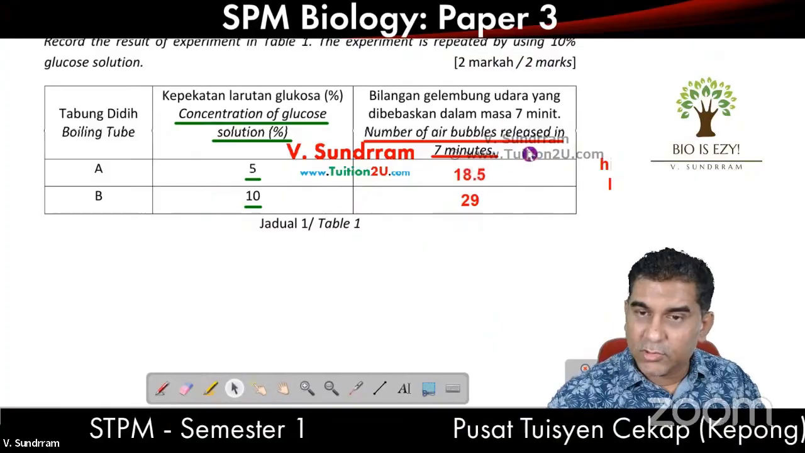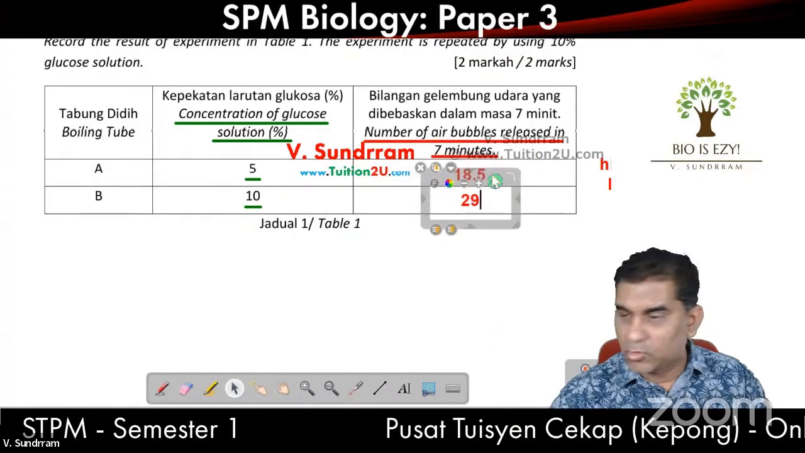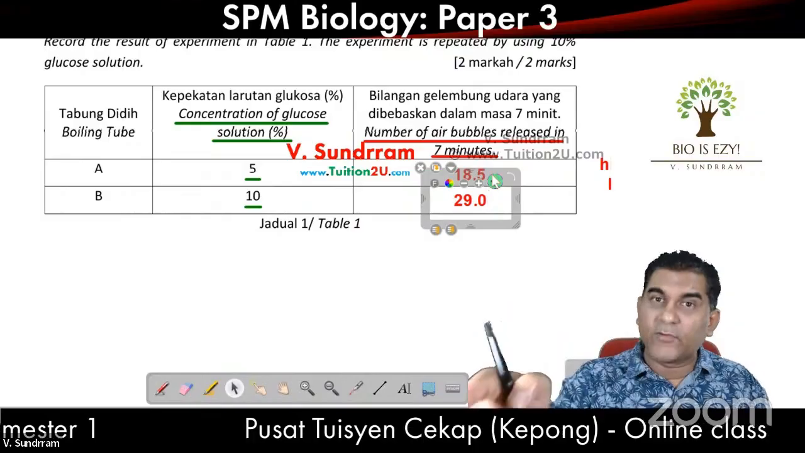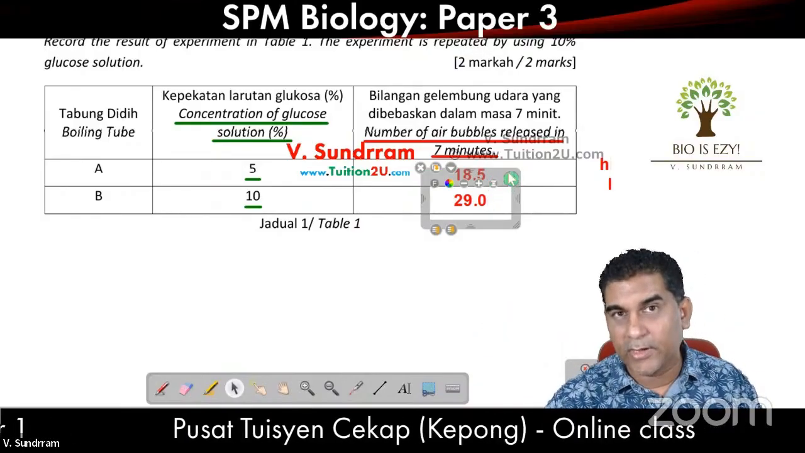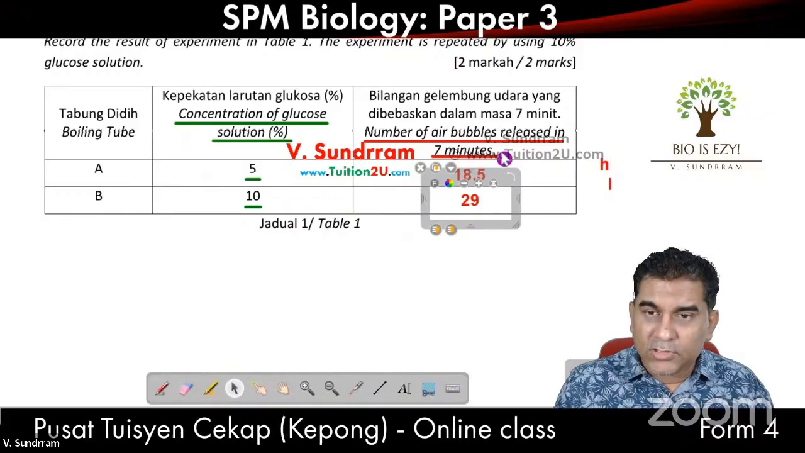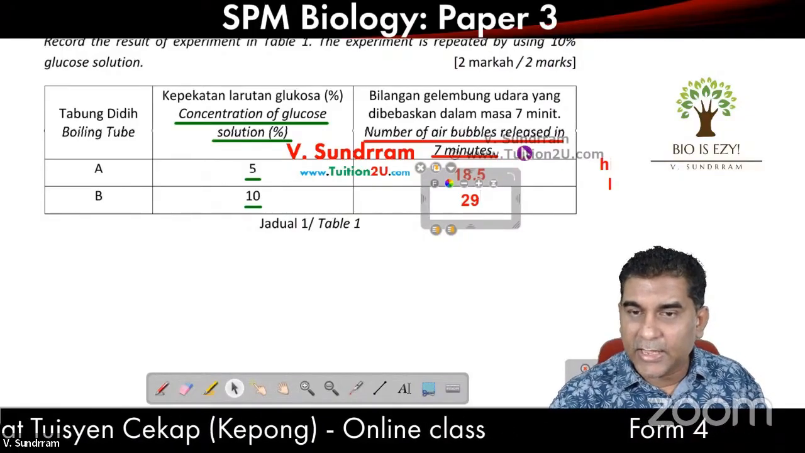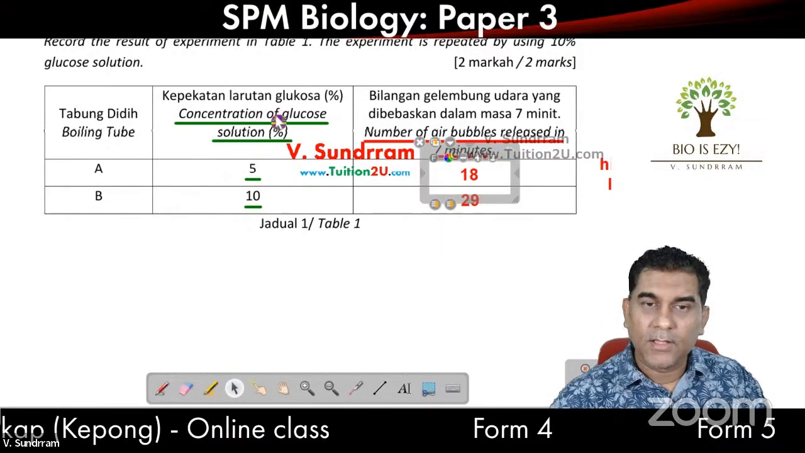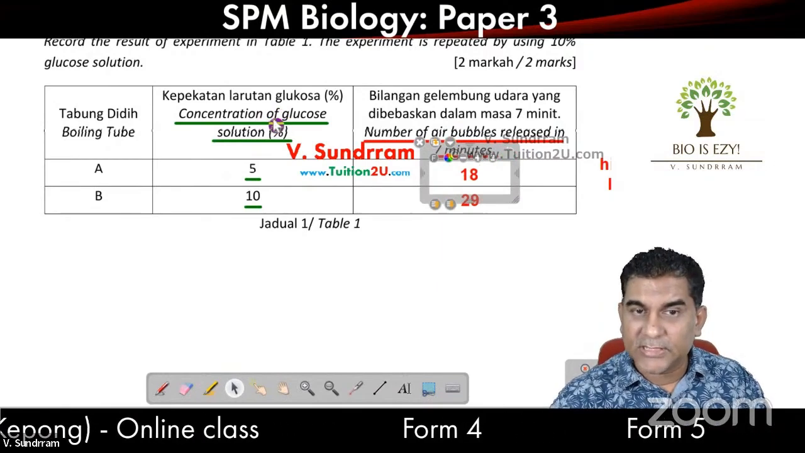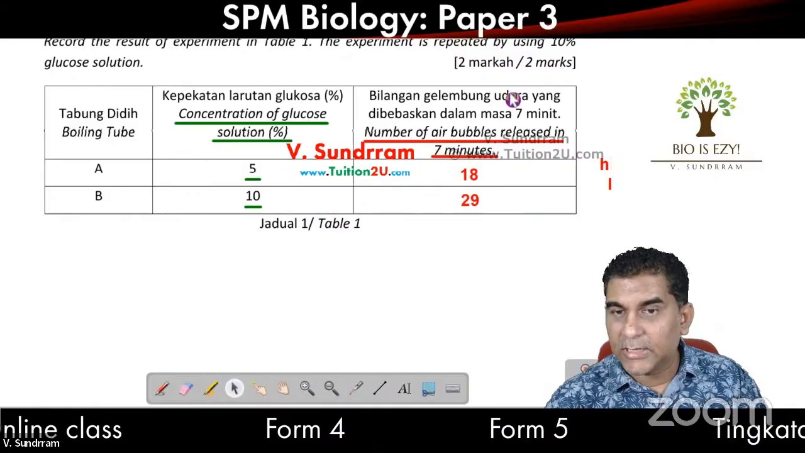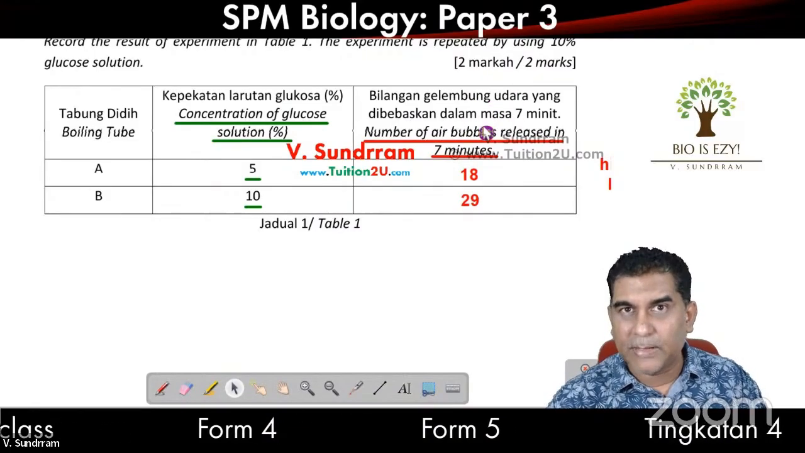If here you use 1 decimal point, here also must use 1 decimal point. Even if it's 0, make sure it follows the previous decimal point. They're very particular when it comes to decimal point. And also take note that you can get the unit from the table heading. So the percentage is the unit for concentration of glucose. In here, no unit given, but I'm going to use bubbles.